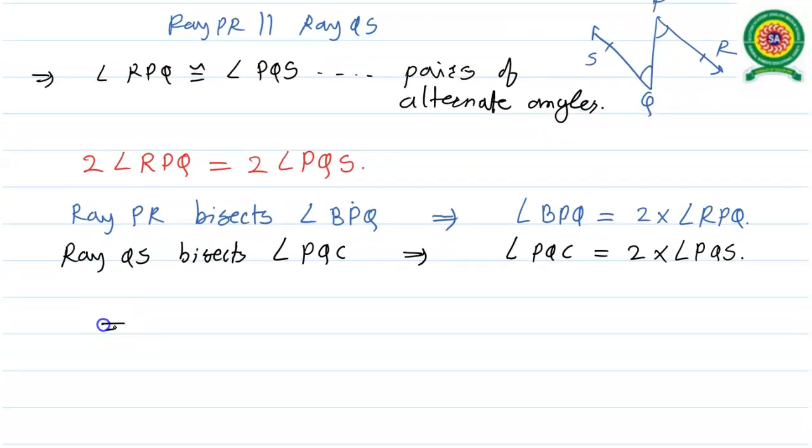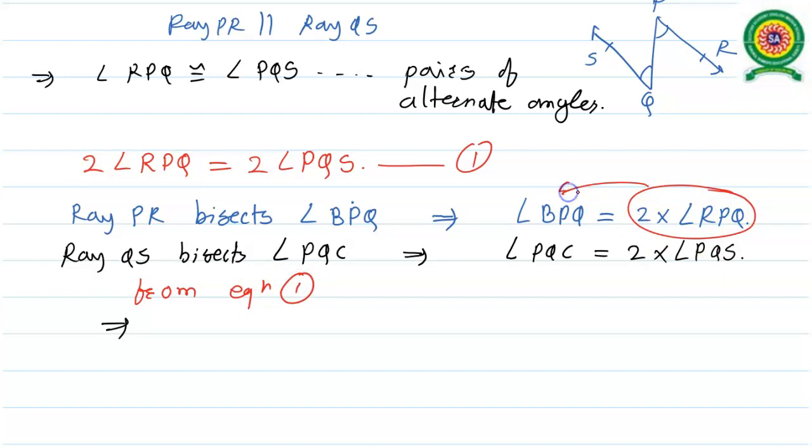Now, once the RHS are equal as per equation number 1, let's try to replace them by their values. 2 times RPQ means we have BPQ. So angle BPQ is equal to 2 times PQS, which means we have angle PQC. So I am writing PQC.